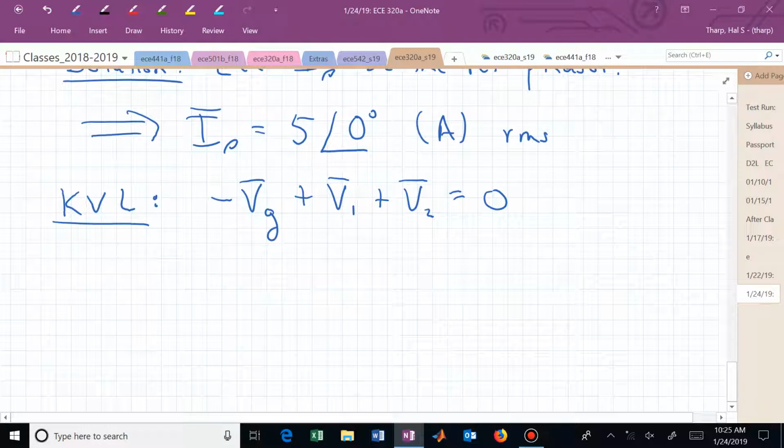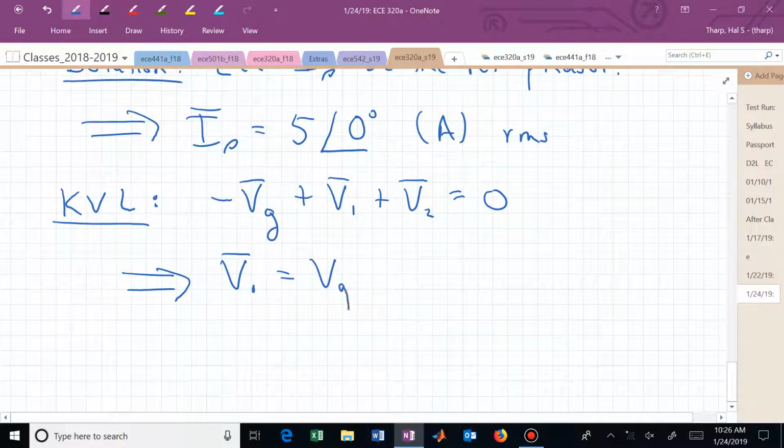I hope you know that you can't just start taking magnitudes and adding and subtracting those. That's not what we can do. But we can now solve this for V1. That's what we're trying to find. And that's now V sub G minus V sub 2.